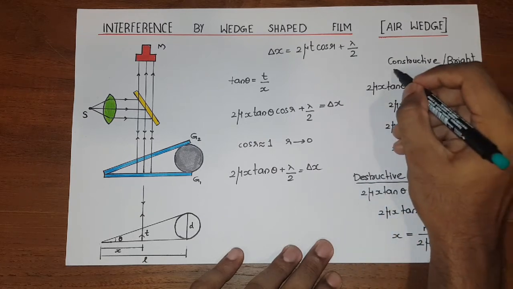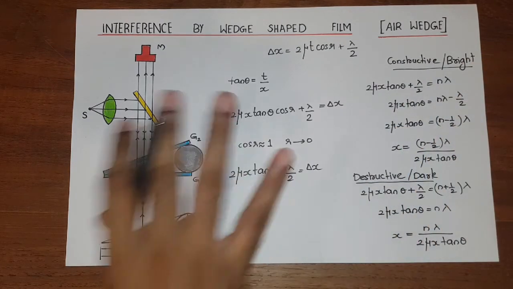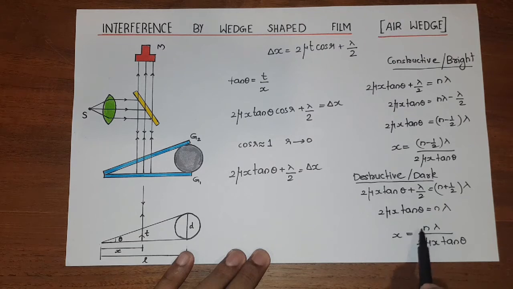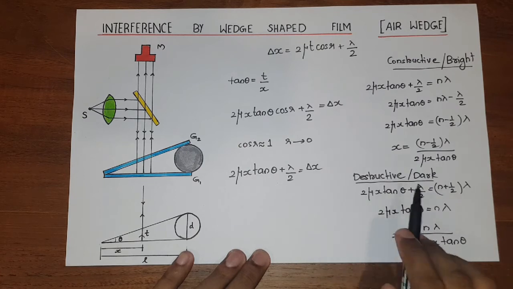So these are the two types of interferences which happen in wedge shaped films. Can you imagine anything from seeing these two equations? Let us consider when n equals 1, at that value of x, lambda by 2 mu tan theta, we will get a dark point. And where will be the next dark point? When n equals 2. So at 1 lambda by 2 mu tan theta, 2 lambda by 2 mu tan theta and 3 lambda by 2 mu tan theta, at all these x positions we will be getting dark points.